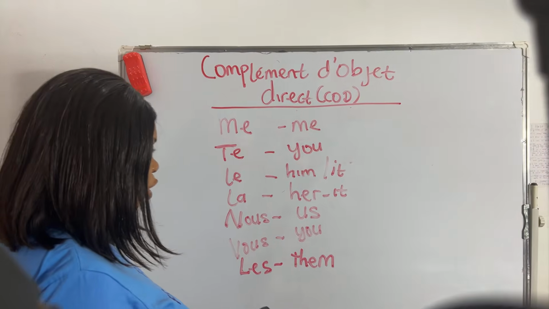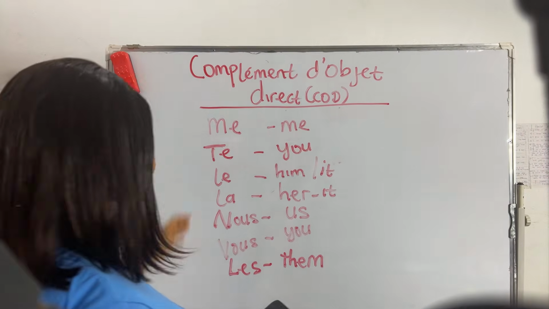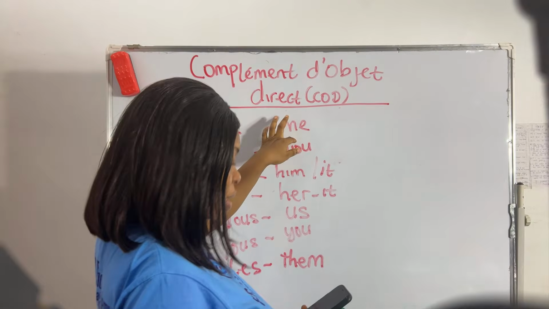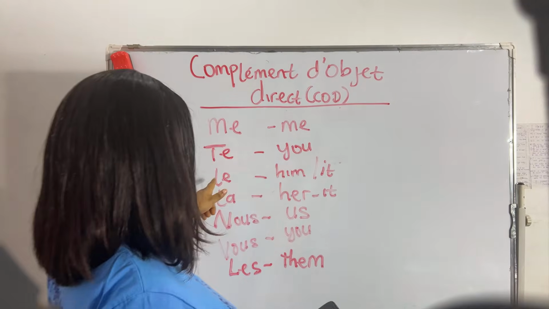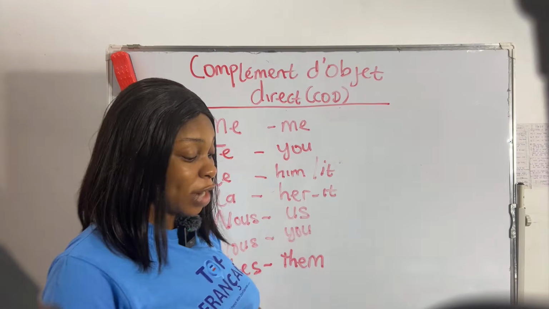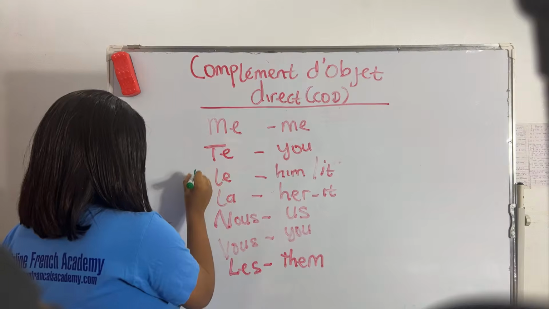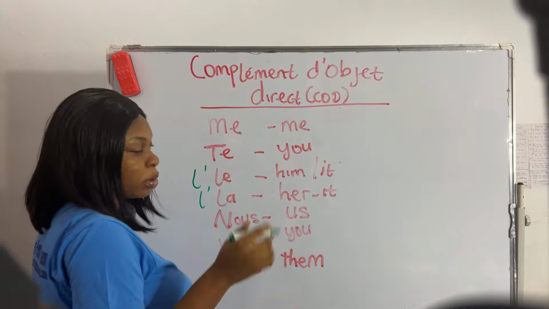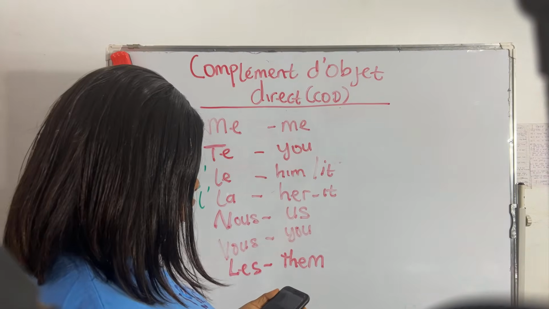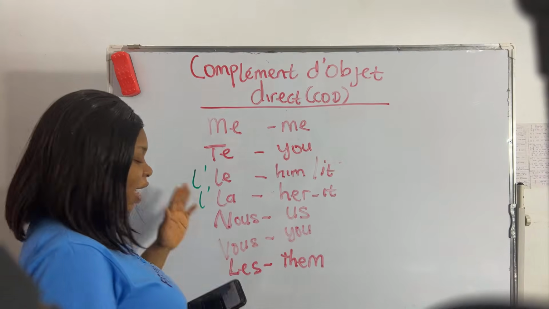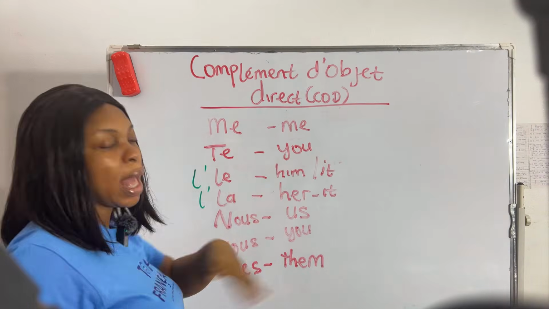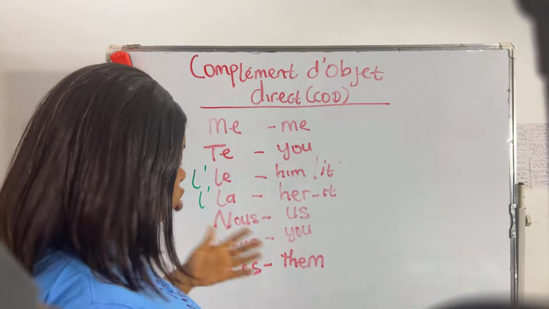I really want to be really clear for you. So you can see now that "me" is me, "te" is you, "le" is him or her. Oh, I actually skipped one: L apostrophe. Don't worry, we'll get to that. L apostrophe is also him or her before a verb that begins with a vowel.